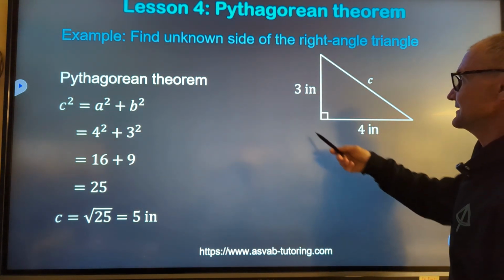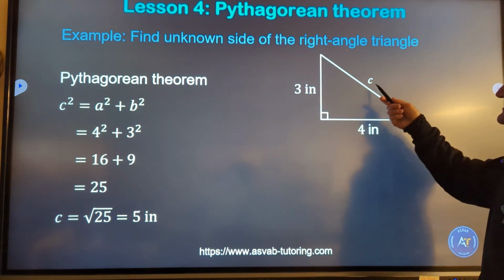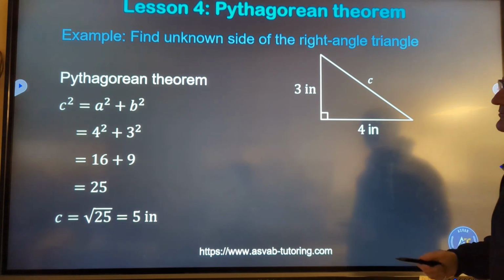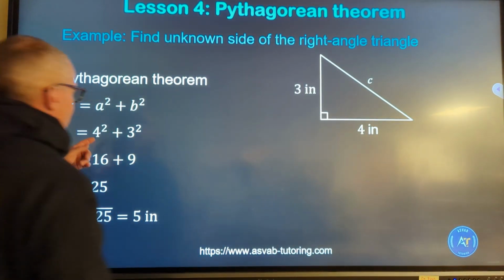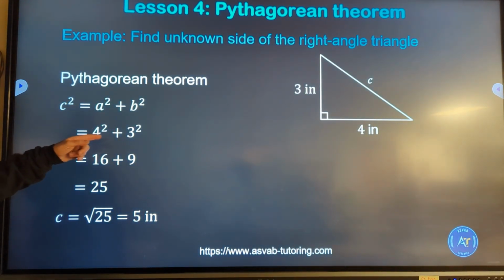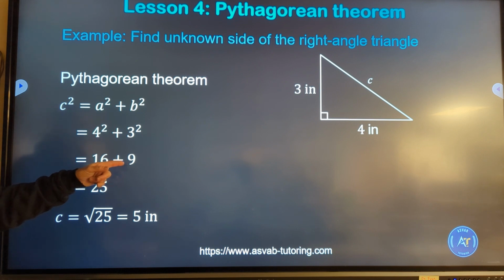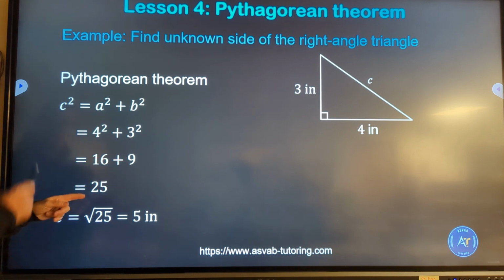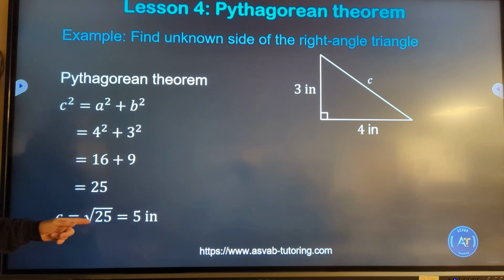If one leg is 3, the other leg is 4, what is the longest side, the hypotenuse? Well, what I do there is I take 4 and plug it in for this side, 3 for this side, then I square them. 4 squared is 16, 3 squared is 9. I add those 2 together to get 25. So c squared is equal to 25. To get c by itself, I take the square root on both sides, and I see the hypotenuse here is 5.